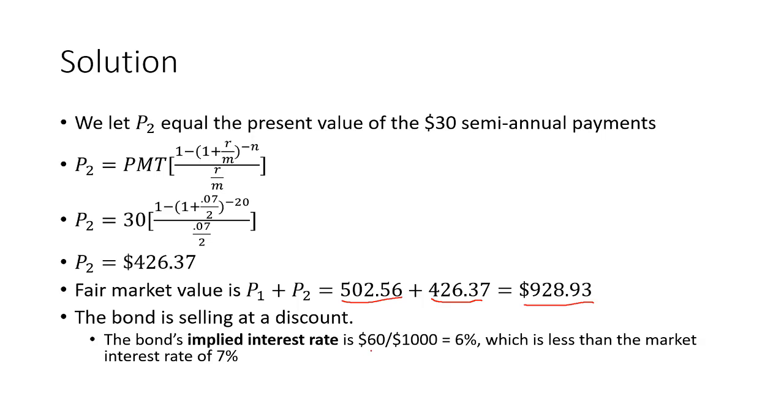To find the implied interest rate, we add the total number of payments in a year. So 30 payments twice a year, that's $60, divided by the face value of the bond, which is $1,000, or the maturity value. That equals 6%. Here, that 6% is less than the market interest rate of 7% in our problem. So this bond is selling at a discount. Now I'm going to show you how to use the calculator to find fair market value.